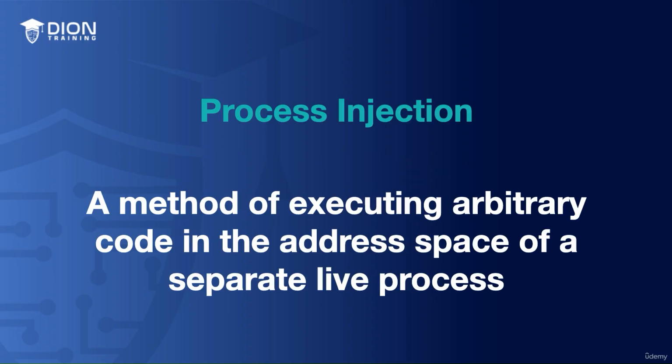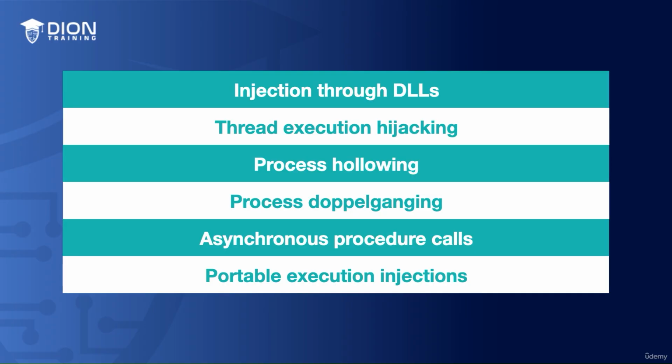Third, we have process injections. Now, process injection is a method of executing arbitrary code in the address space of a separate live process. Running code in the context of another process may allow access to the process's memory, system or network resources, and possibly even elevated privileges. Execution via process injection may also evade detection from security products because execution is masked under a legitimate process.